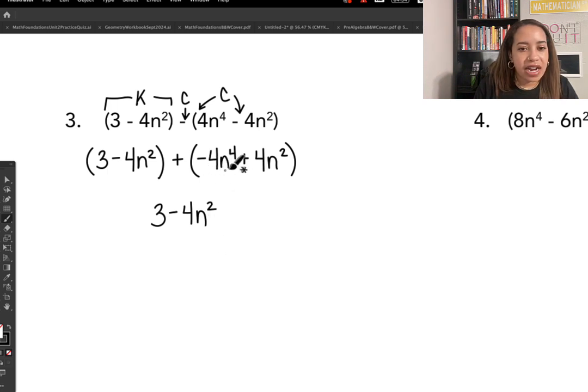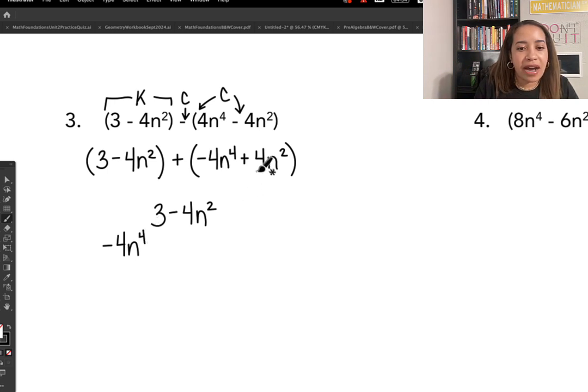I notice that I've got a negative 4n to the 4th power, and that does not match anything from my first polynomial. So that's going to go all on its own. You can either put it in a column on its own in the front, or you can put it in a column on its own in the back. This time I'm just going to choose to put it in the front. So negative 4n to the 4th power.